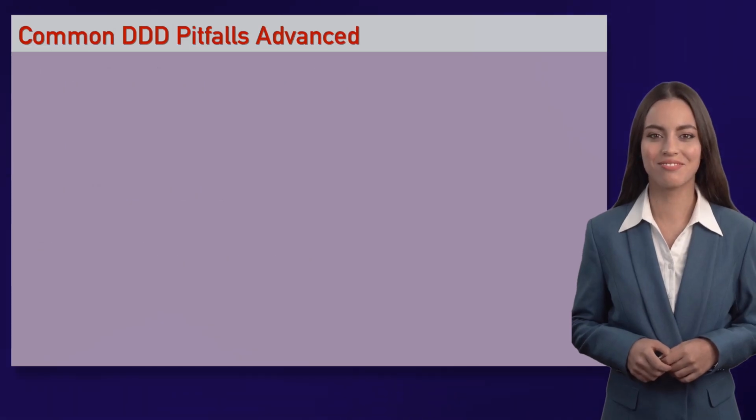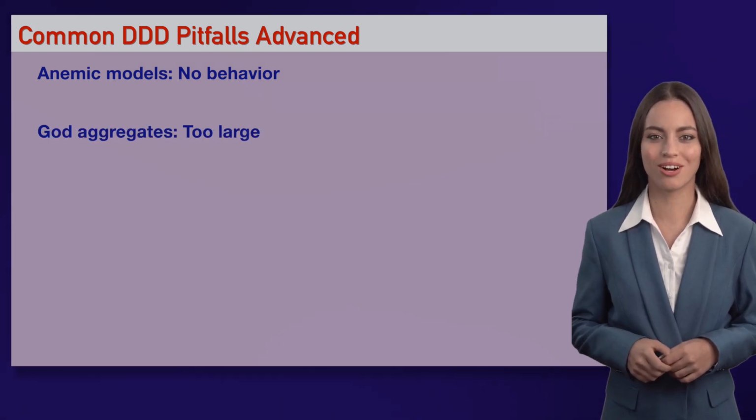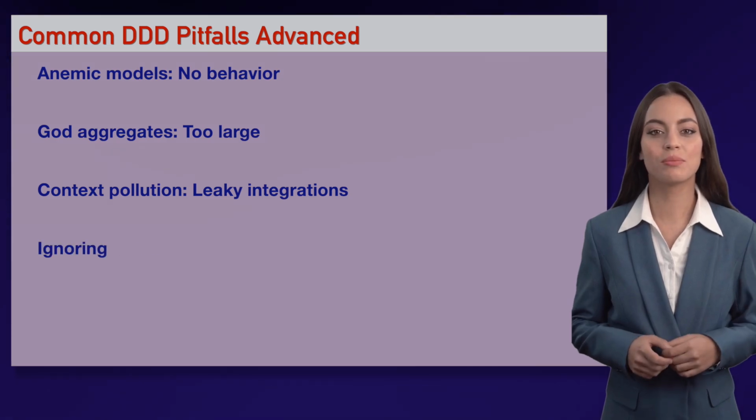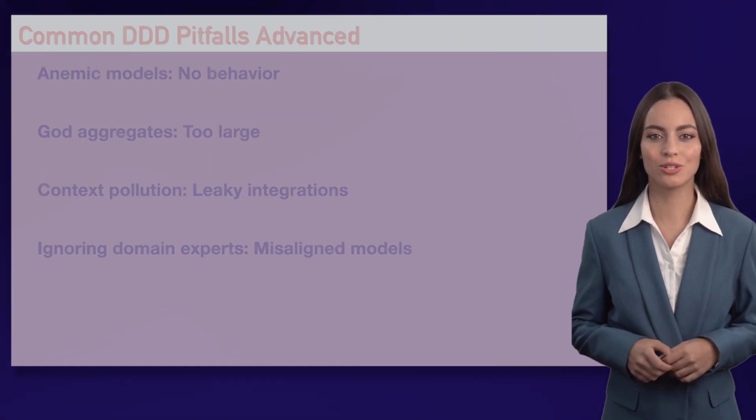Advanced DDD pitfalls. Anemic models lack behavior, becoming data bags. God aggregates become too large, violating transaction boundaries. Context pollution from leaky integrations blurs boundaries. Ignoring domain experts leads to misaligned, inaccurate models.